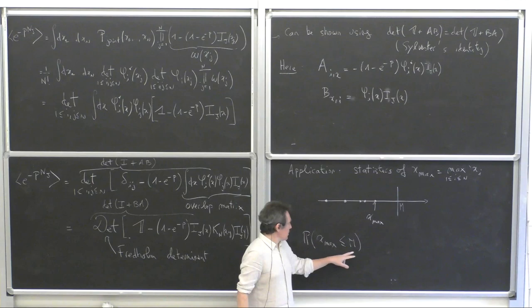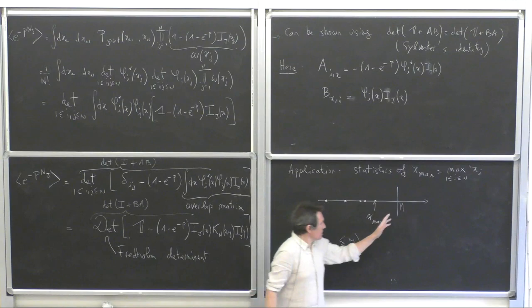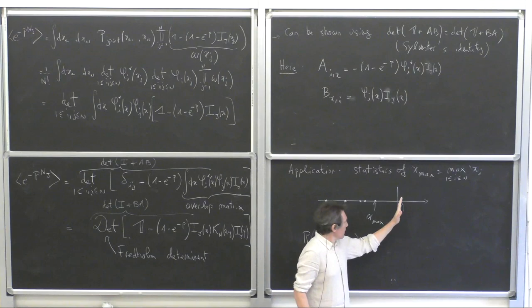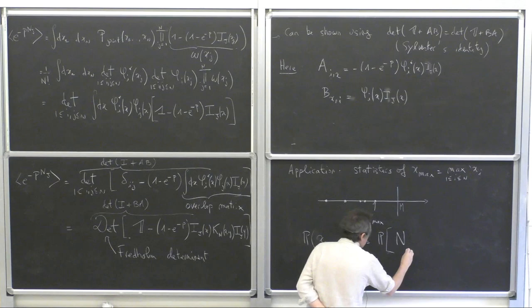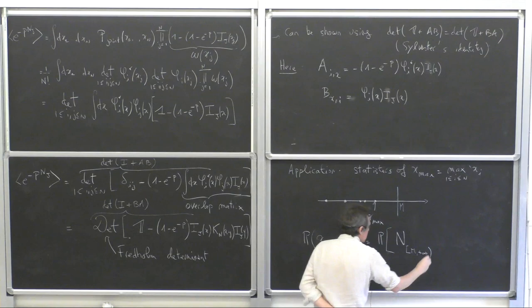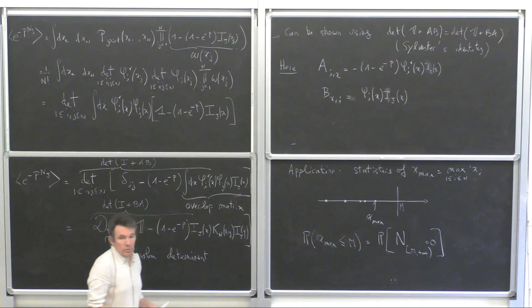But you see that the probability of this event is exactly the same as the probability of the event that there is no particle on that side. And the probability of having no particle on that side is simply the probability that this N on a given interval now, which is M to plus infinity, is equal to zero. So this I can get immediately from that formula.